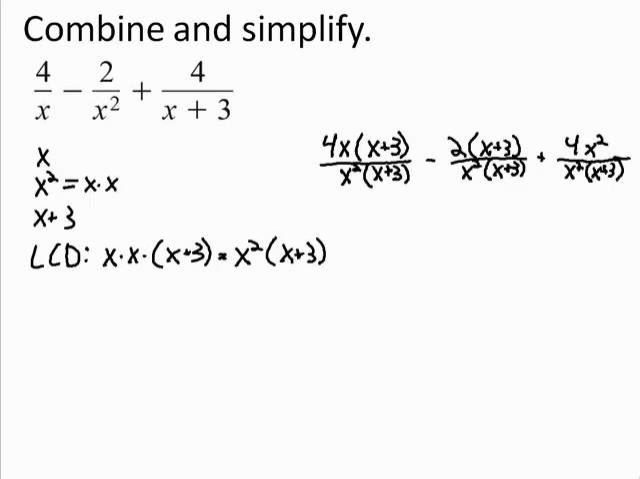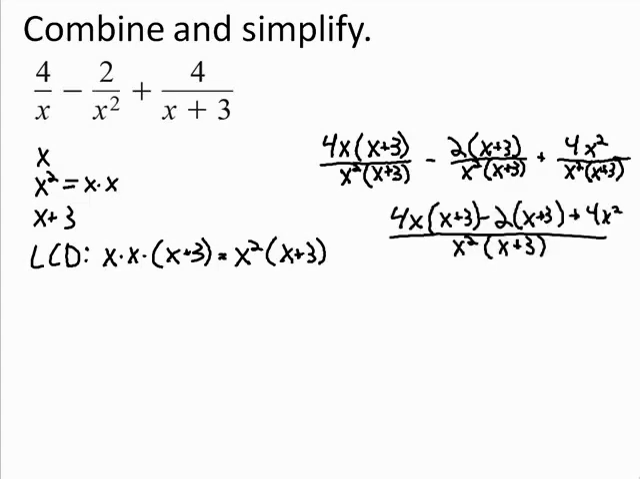4x times the quantity x plus 3 divided by x squared times the quantity x plus 3, minus 2 times the quantity x plus 3 divided by x squared times the quantity x plus 3, plus 4x squared divided by x squared times the quantity x plus 3. Now that each fraction has the same denominator, add and subtract the numerators. 4x times the quantity x plus 3 minus 2 times the quantity x plus 3 plus 4x squared divided by x squared times the quantity x plus 3.